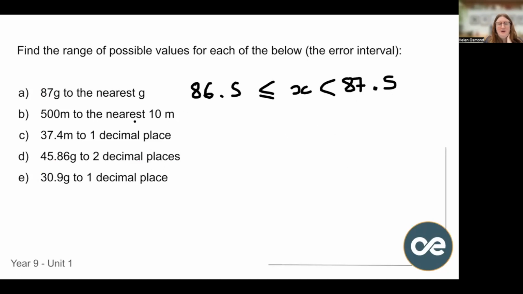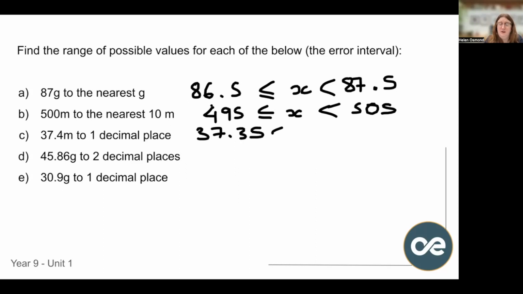Okay, having a look at the next bit then, we have got 500 to the nearest 10. So at the lower end, we've got 495, because anything smaller would round down to 490, and up to 505, but not including it. Similarly, on the next one, I've got 37.35. Anything bigger than or including that would round up to 37.4. And less than, we have got 37.45, because if we had 0.45, we'd round up.